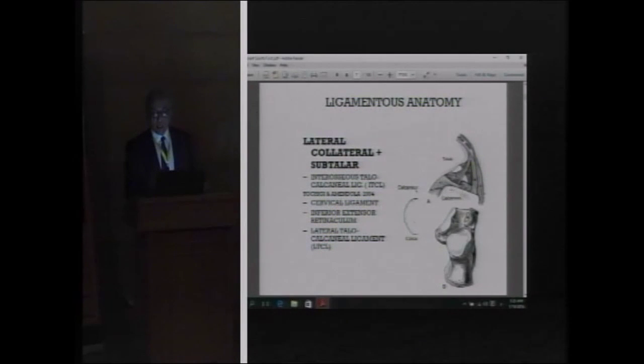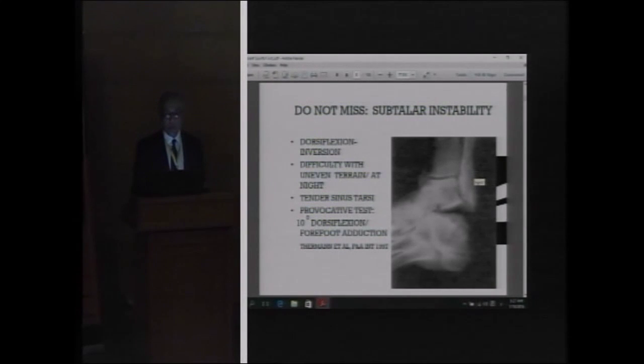It's between the calcaneus and the talus, deep in the sinus tarsi. If this is injured, you get subtalar instability. The rest is not as important. This is the cervical ligament, and this is the extensor retinaculum. If you have subtalar instability and you do stress views, you can see that the posterior facet opens up. And if it opens up more than 77 degrees, it is positive.